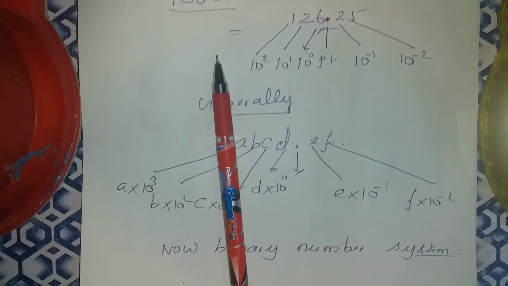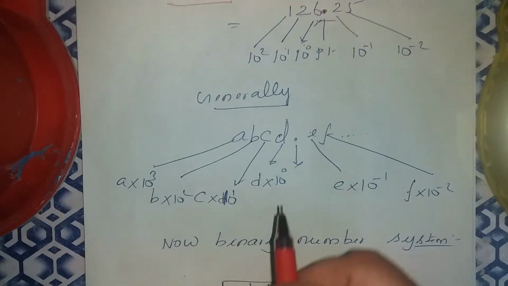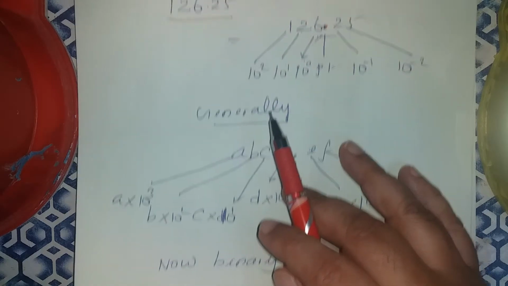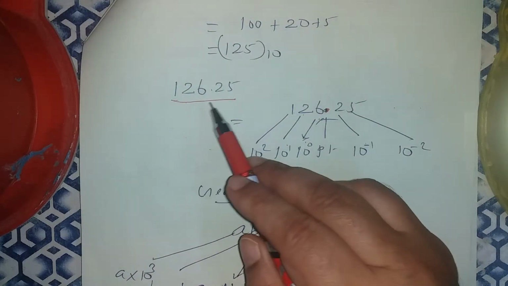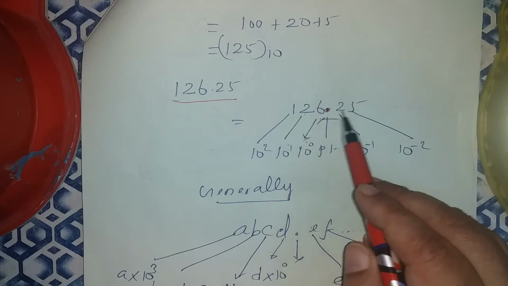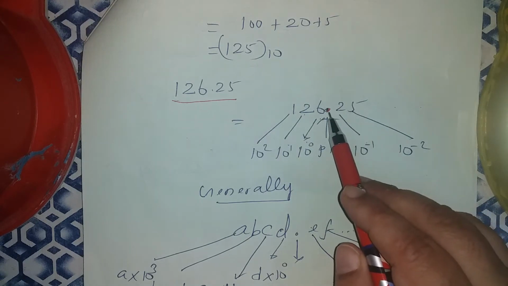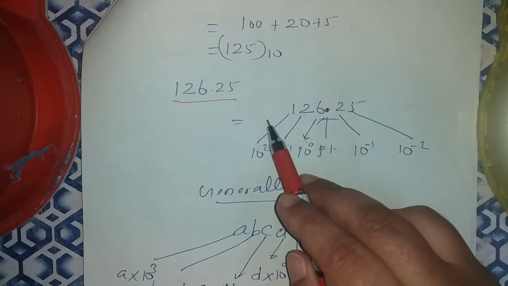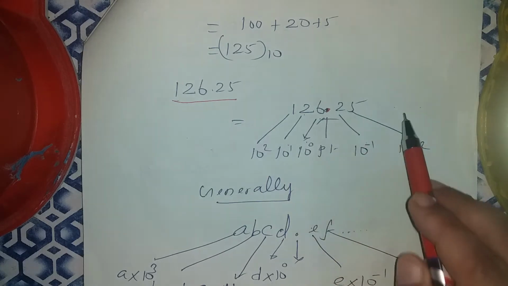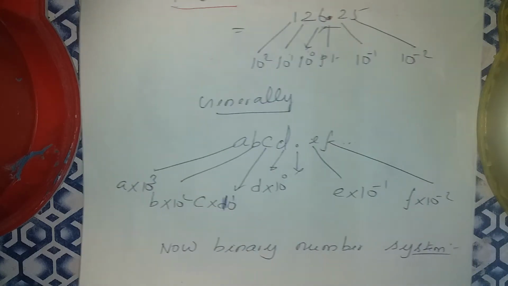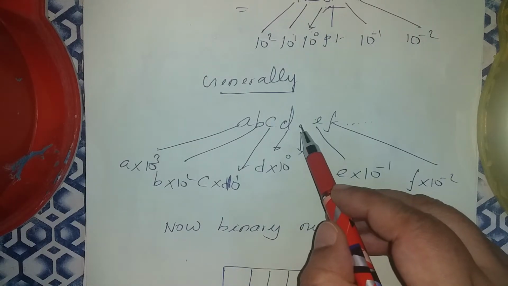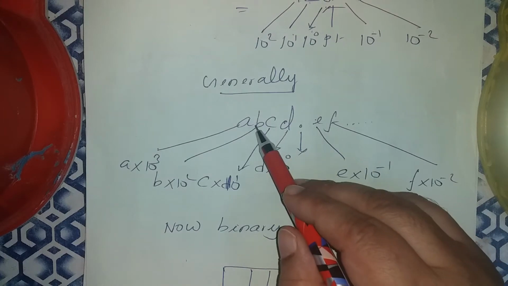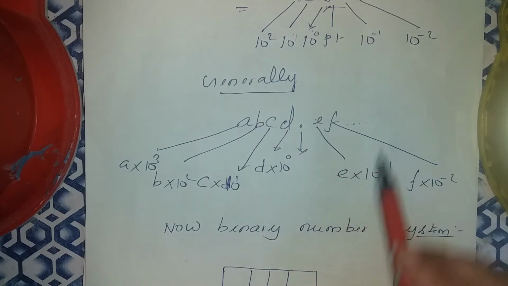Okay, generally I will represent the number system, for example a real number or floating point number, 126.25. Here the point is the decimal point: 10 power 0, then 10 power 1, 10 power 2, keep on adding 10 powers on the left, and on the right keep on decrementing. Understood or not? So generally I represent this as the decimal point, d into 10 power 0, c into 10 power 1, 10 power 2, 10 power 3, and on the right minus 1, minus 2, minus 3.